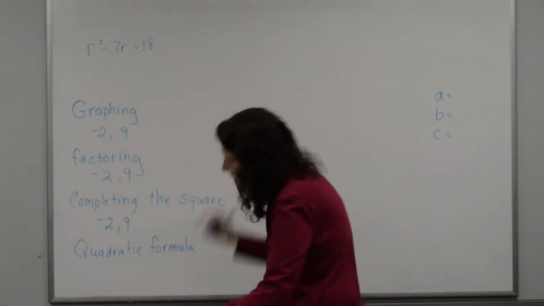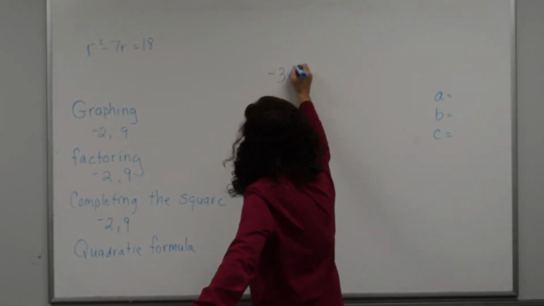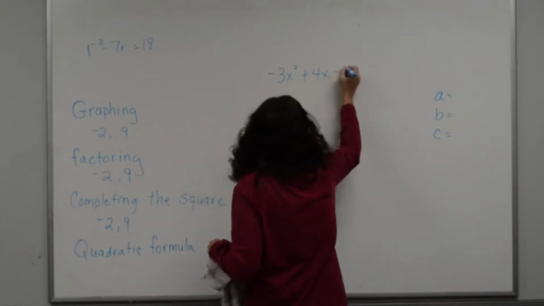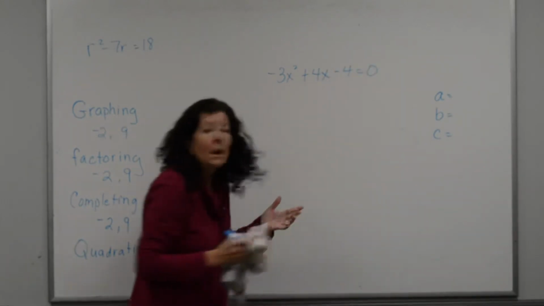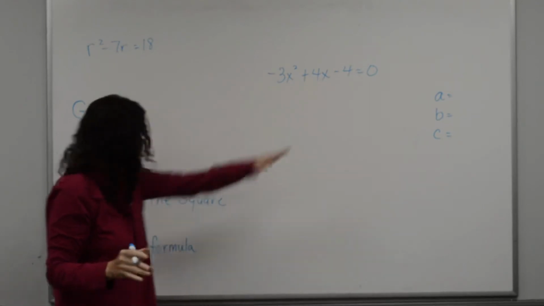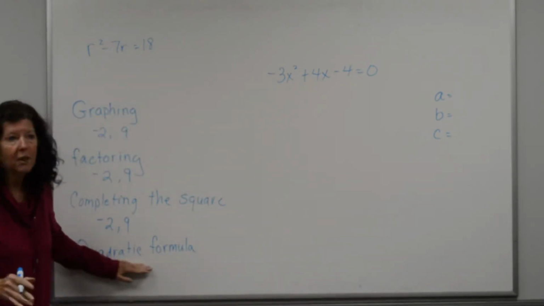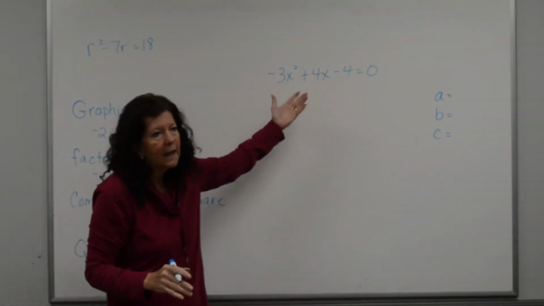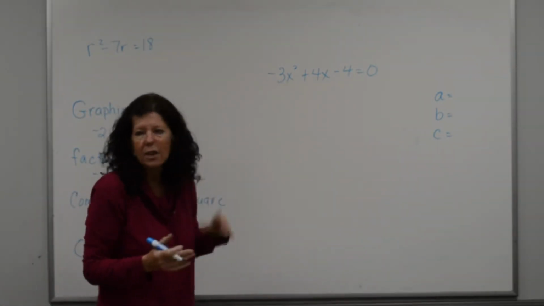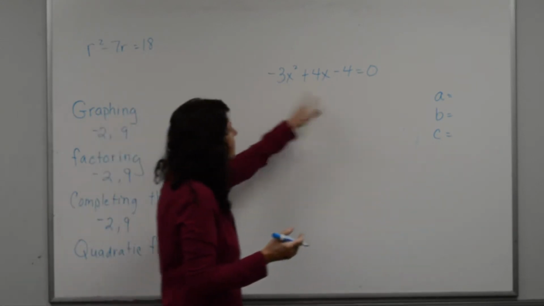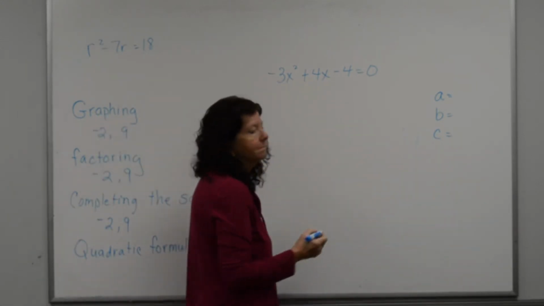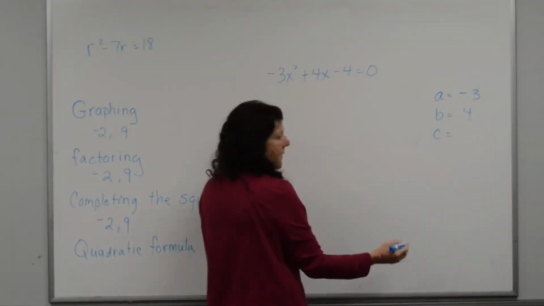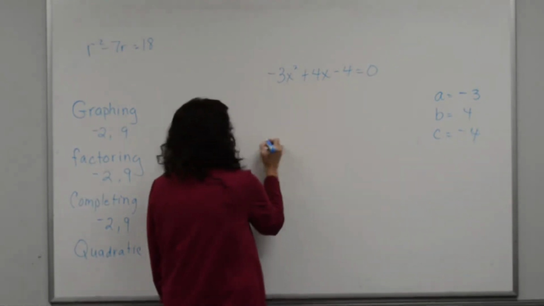Now, something like this, negative 3x squared plus 4x minus 4 equals 0. This would be one where it would be way less complicated to use the quadratic formula. Because if I was going to complete the square, I'd have to divide through by -3. Factoring, yeah, I can do it, but it might get complicated, it might not work. So what is my A? -3. What is my B? 4. And my C? -4. Then I just have to plug in.